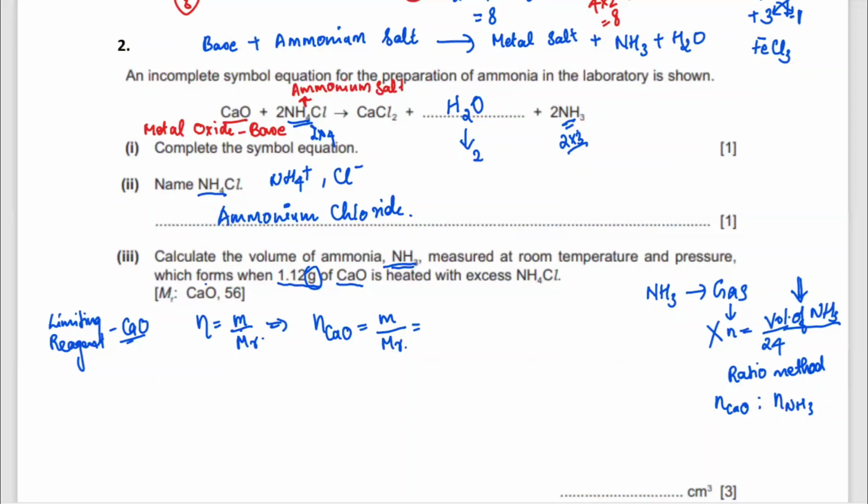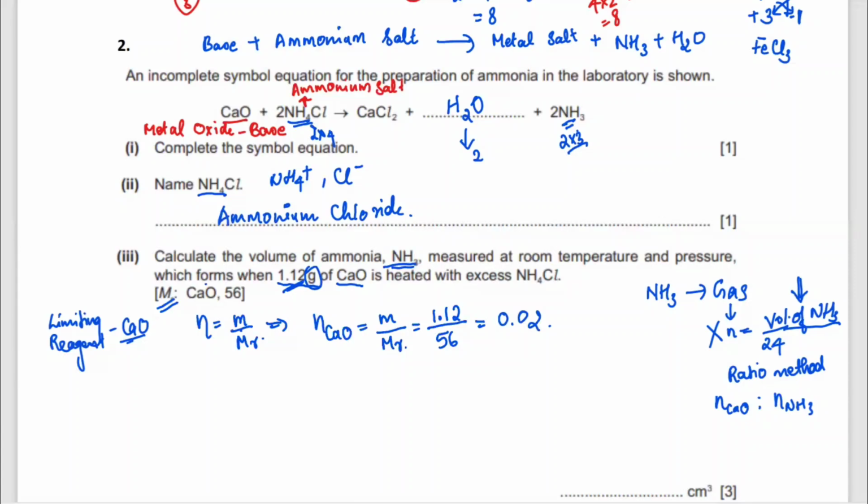So the mass of calcium carbonate is 1.12, which is already given in the question. And the Mr of calcium oxide is also given in the question, which is 56. So 1.12 divided by 56 will give us the number of moles of calcium oxide, which is equal to 0.02.